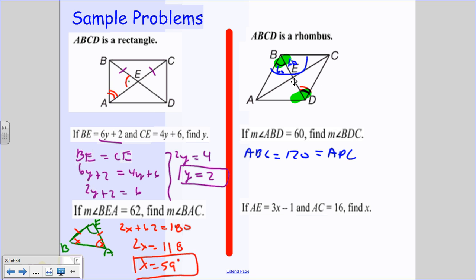And again, the diagonal bisects it and cuts it in half. So the angle we're looking for, BDC, is also 60 degrees.